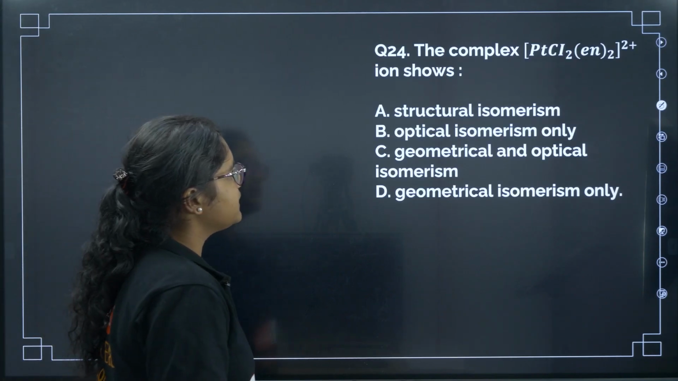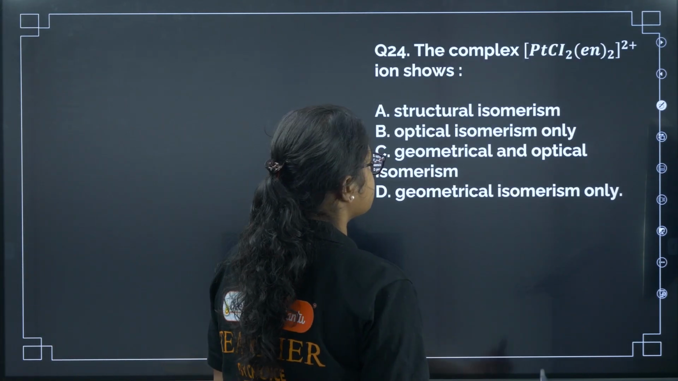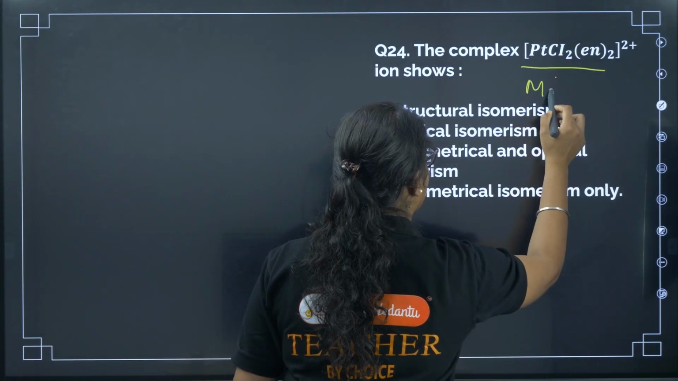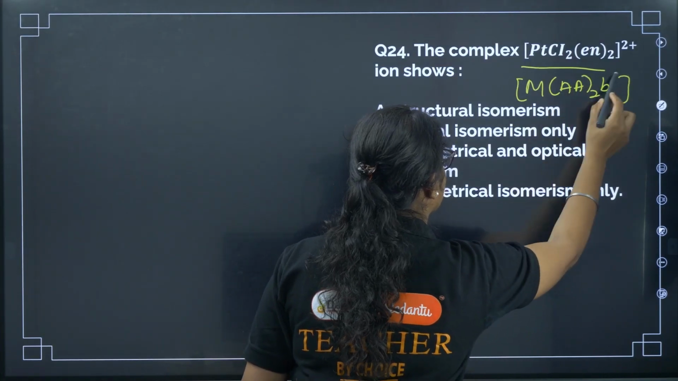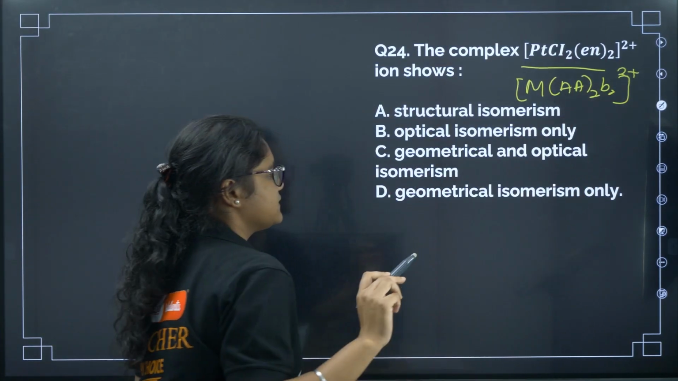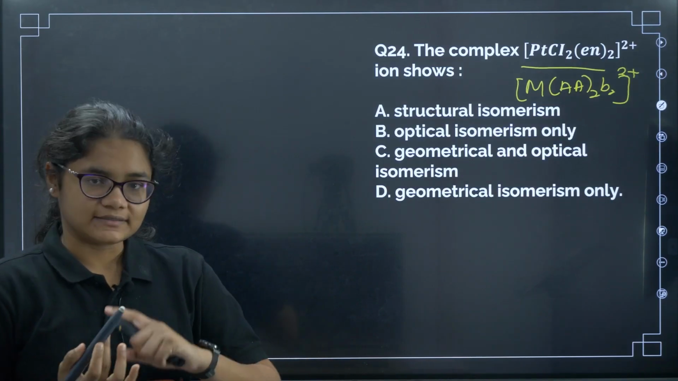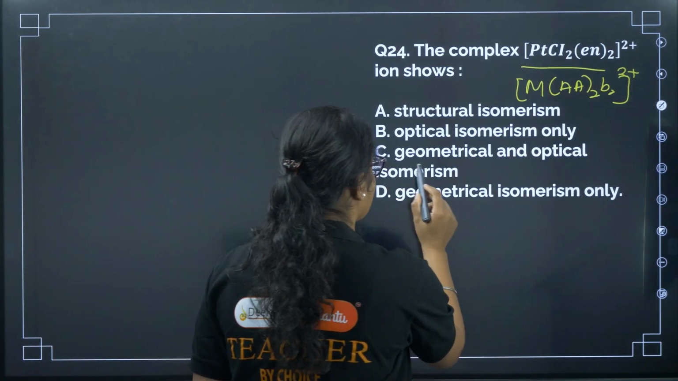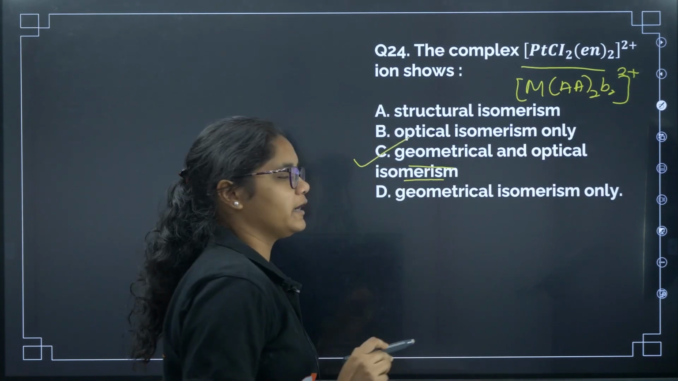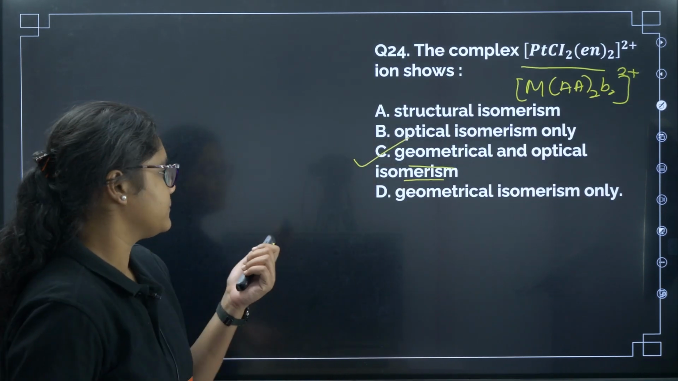Next, the complex [PtCl2(en)2]2+ shows. So this one again, if you see, it is of the M(AA)2B2 type, right? So if this is there, it can show geometrical isomers cis and trans, and the cis form will show optical isomers also. So it shows both geometrical and optical isomerism. So correct answer will be option number C.